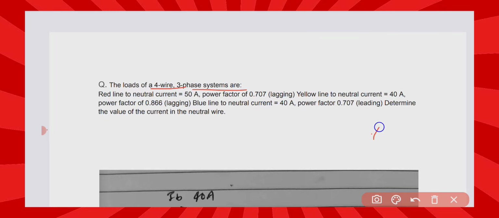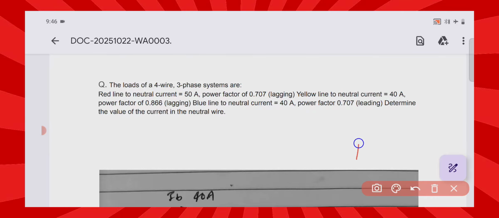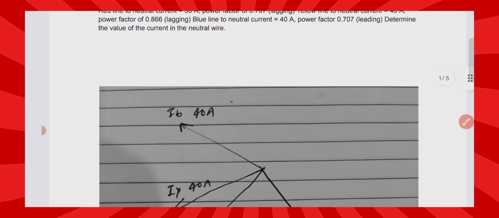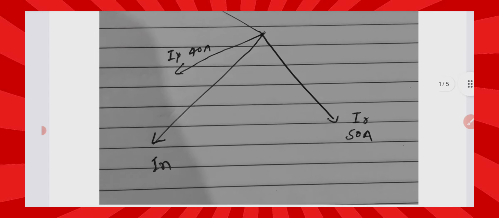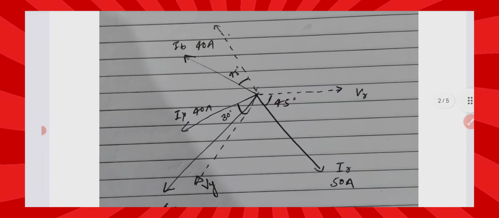So here the current in the neutral wire is the resultant of these 3 wires. Now we will take reference of the figure. We have this figure. We can see the power factor is given. With the help of power factor we can calculate the phase angle. After calculating the phase angle, the figure will be like this. So how can we calculate the phase angle?